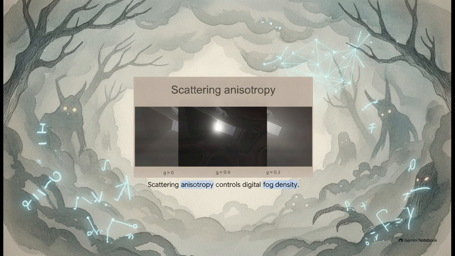Think about the sheer math required to make fog look scary. Developer Bart Bronsky gave a fantastic presentation on this regarding volumetric fog. To realistically simulate atmospheric scattering, developers use a complex equation called the Henyey-Greenstein phase function. By tweaking a variable called the anisotropy factor, represented by the letter G, they control exactly how light scatters through the virtual mist. Changing that G value transforms the fog from a thick, blinding wall into a thin, creeping haze. They are literally using complex equations to mathematically calculate how much dread to visually project onto your screen.